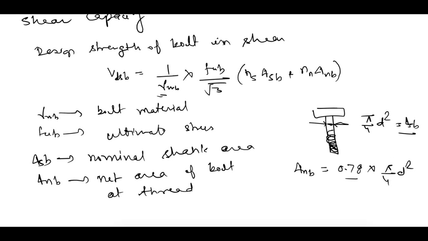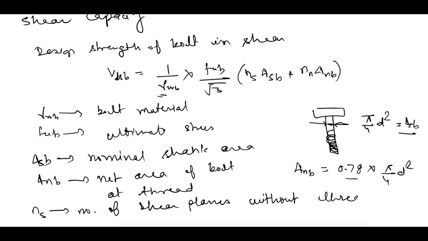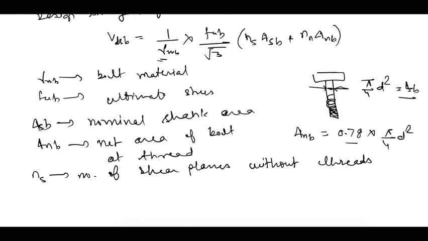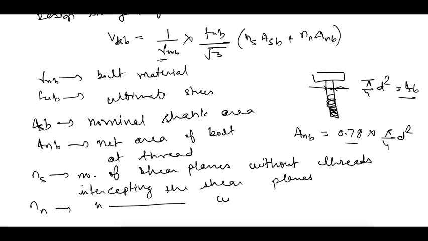And ns here is the number of shear planes without threads intercepting the shear planes, and similarly nn is the number of shear planes with threads intercepting the shear planes.